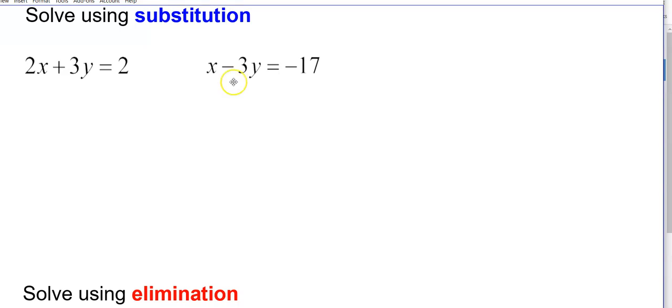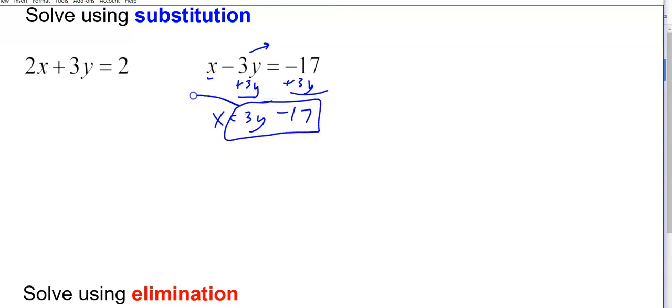If you take these two, you could solve this one. This seems obvious. Maybe just solve this for x. Maybe get that to the other side. So add 3y to both sides. So you get x equals 3y minus 17. Of course, that's going to get plugged in everywhere there is an x, right?